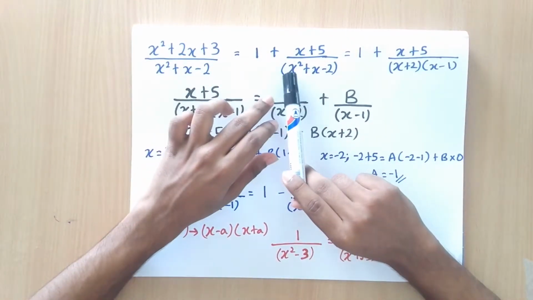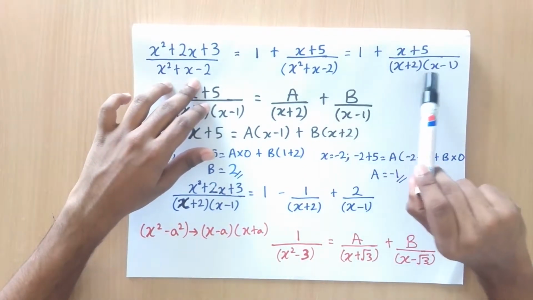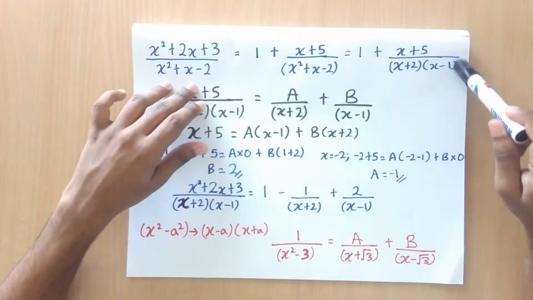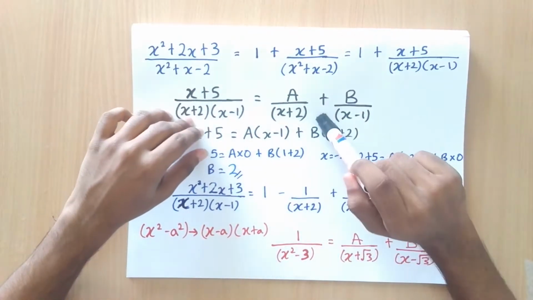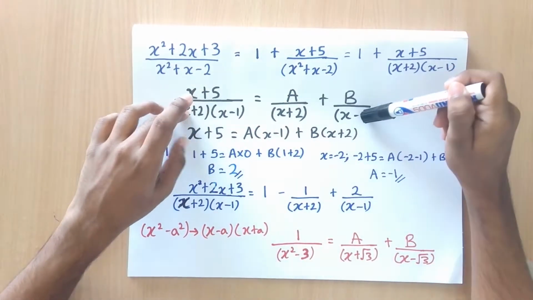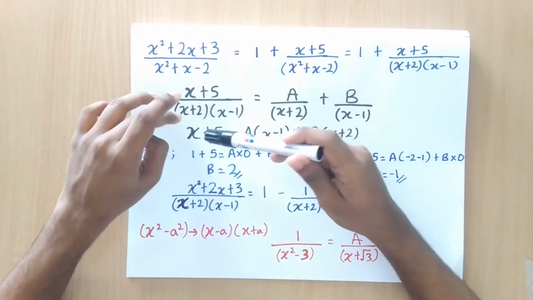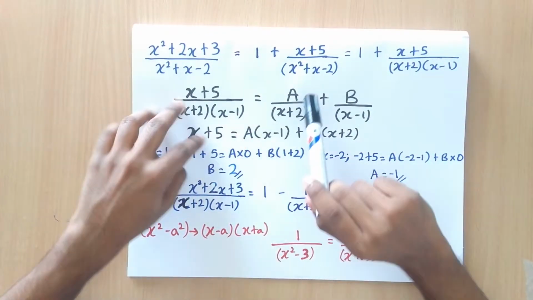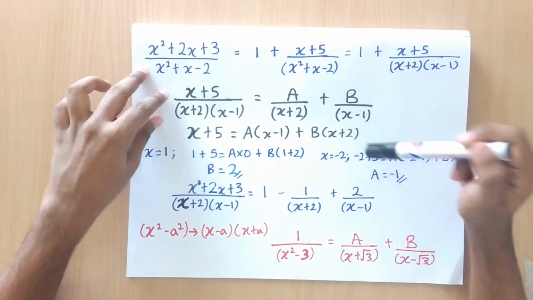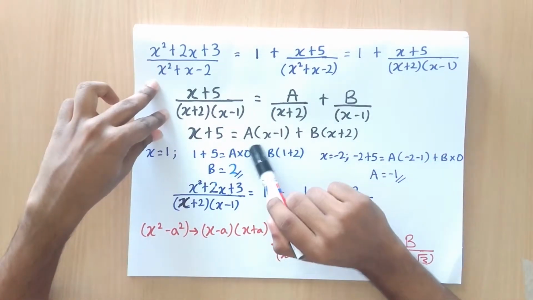If you see, the denominator can also be factorized into (x plus 2) and (x minus 1). So this fraction can now be simplified. So we get a over (x plus 2) plus b over (x minus 1). After multiplying it by the denominator, we get x plus 5 equals a into (x minus 1) plus b into (x plus 2). So to find b, we make a 0.